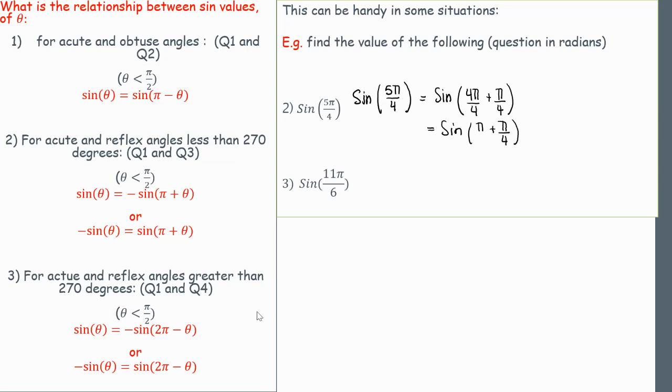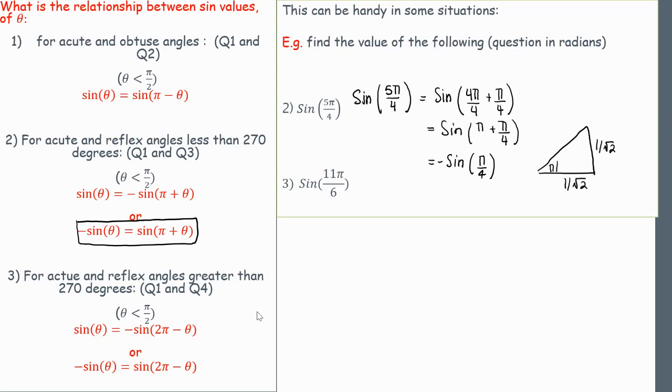And then I think, okay, well, I know one of my rules kind of looks like that. If I look at my second rule, I have sine of pi plus an acute angle is equal to minus sine of that acute angle. So sine of pi plus pi on 4 is really equal to negative sine of my angle pi on 4. Now I can use a right angle triangle to figure out what that is. Well, I know sine pi on 4 is 1 over root 2. So negative sine pi on 4 is negative 1 over root 2. That means sine 5 pi on 4 is equal to negative 1 on root 2.